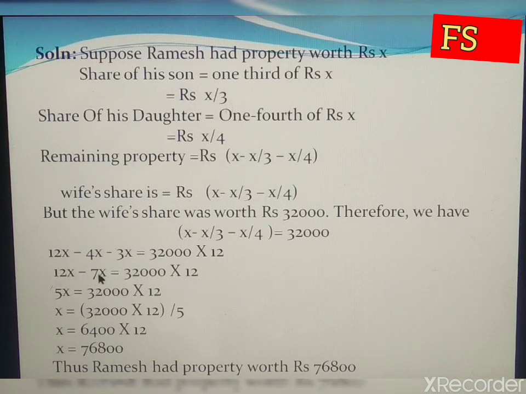12 minus 7, what will remain? 5x. So 5x is equal to 32,000 into 12. So x is equal to, again this 5 will come down. So it will become 32,000 into 12 divided by 5. So we will cut this 5 with this 32,000. So it will be coming 5. This we will be cutting: 5 6s are 30, 5 4s are 20, and these 2 zeros. So 6400 into 12. Now this 12 into 6400 will be giving us 76,800. So value of x is equal to 76,800.